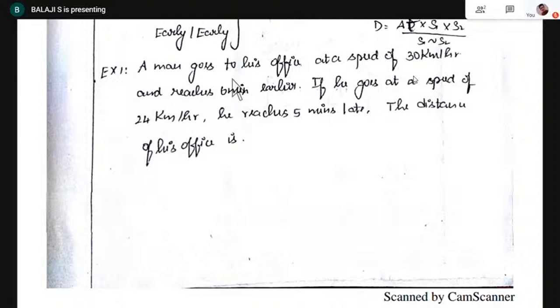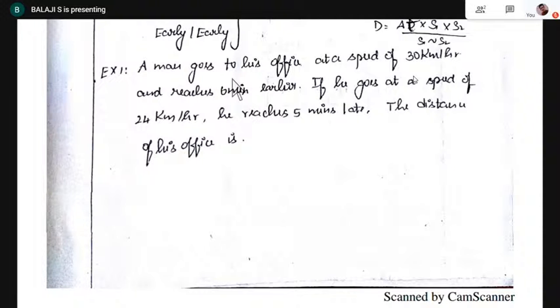If you read the question, it looks somewhat difficult, but it is actually not like that. If you learn this simple trick and formula, it is very simple. See here, in the question, if there is a combination of late and early, then you must add the time. You must add this 6 minutes and this 5 minutes.